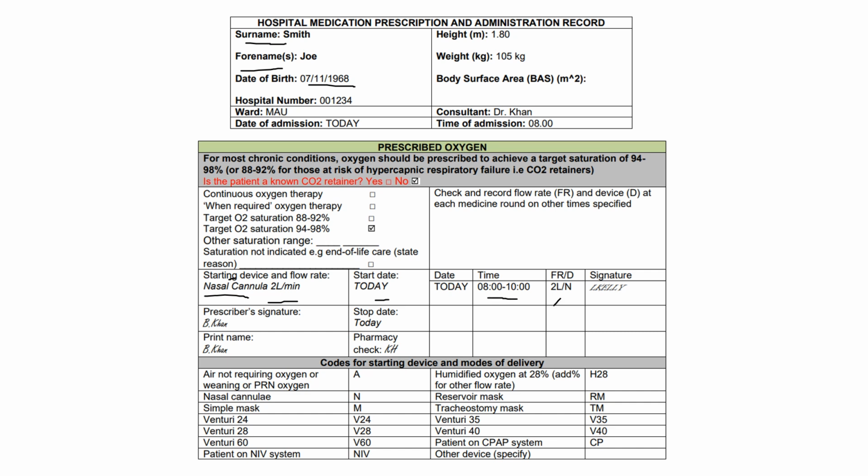So it is already given. The signature of the administrator is present. Stop date is also today, and prescriber signature, print name, bleep number is present. So it is the correct prescription. It is already given, so it is not due at my time.